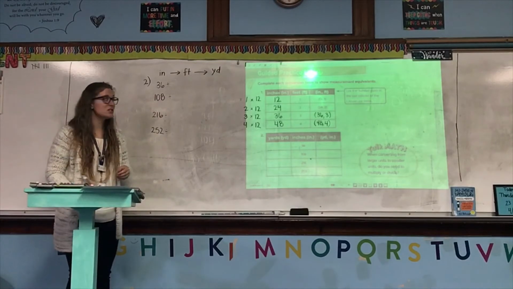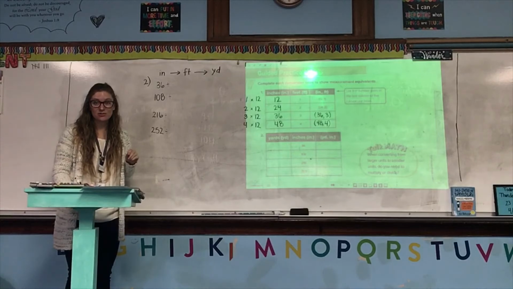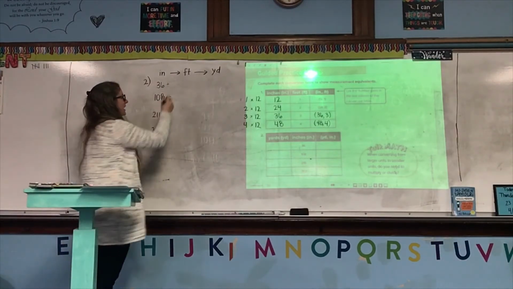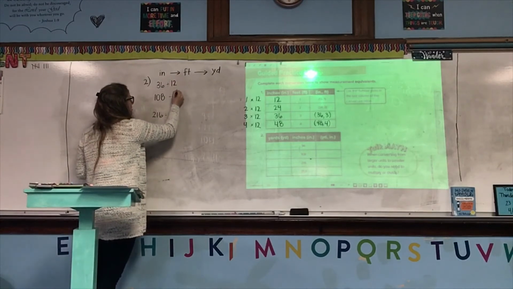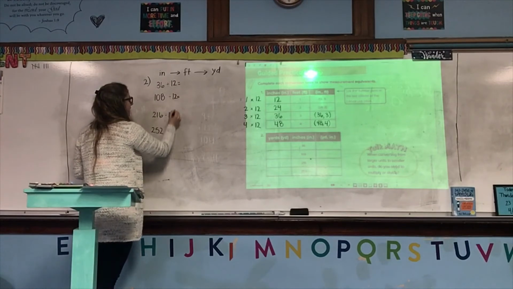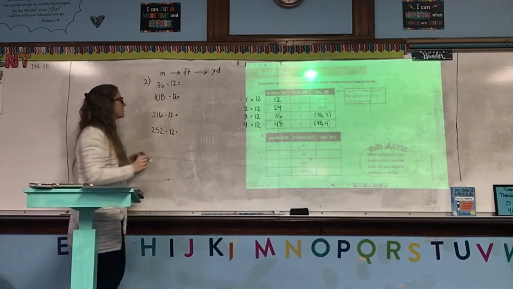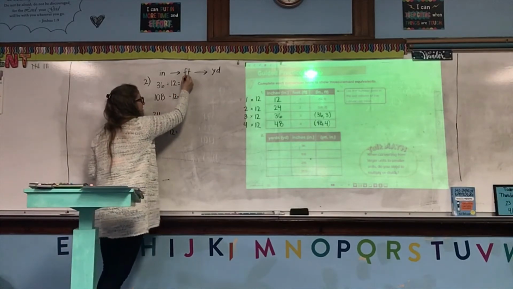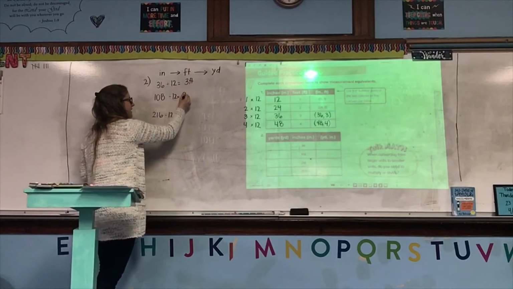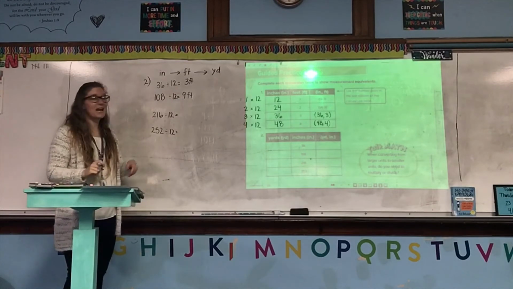Now we are going to divide by the number of inches in a foot. So we're going to divide each by 12 to figure out how many feet are in this number of inches. So 36 divided by 12, that's a basic fact. So we know we now have 3 feet. 108, that's another basic fact. So now we know we have 9 feet in 108 inches.